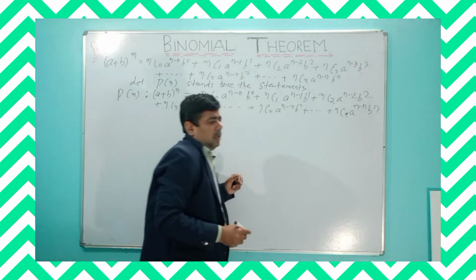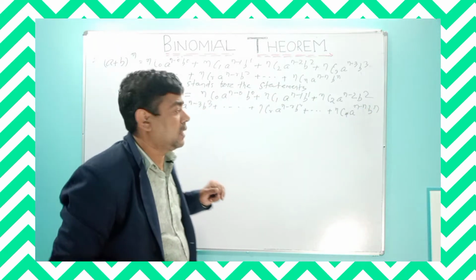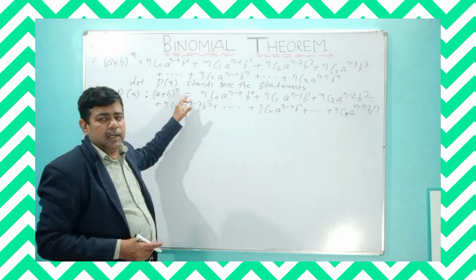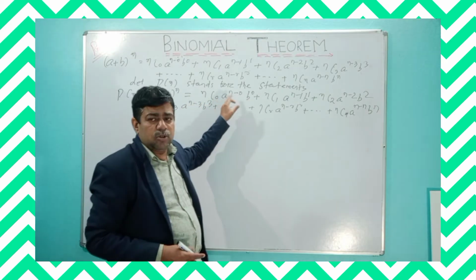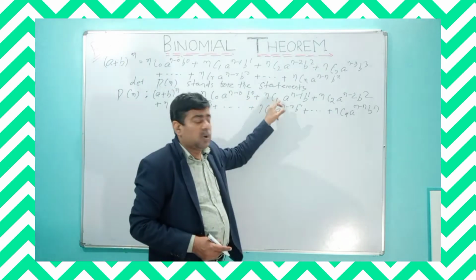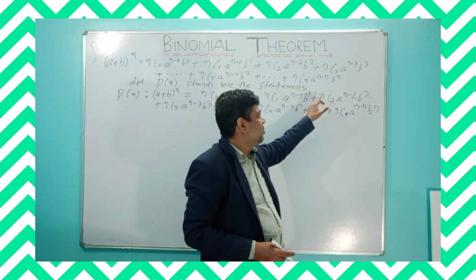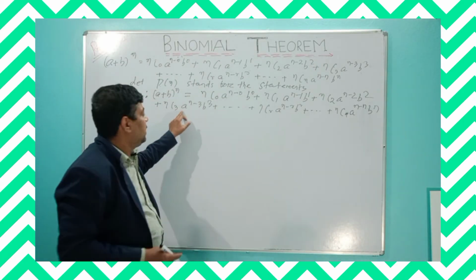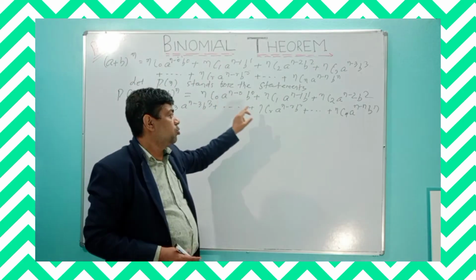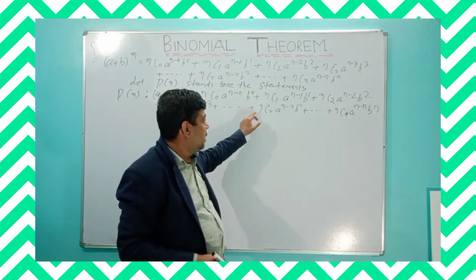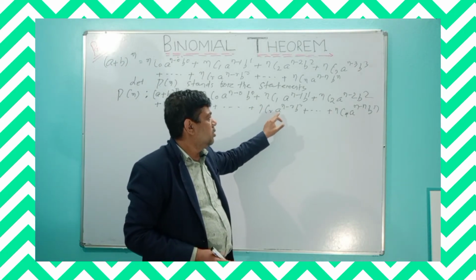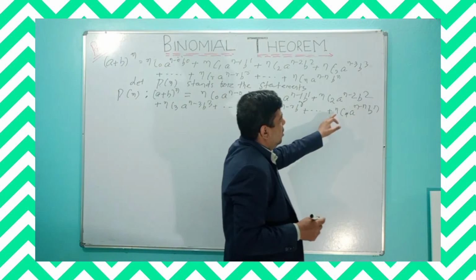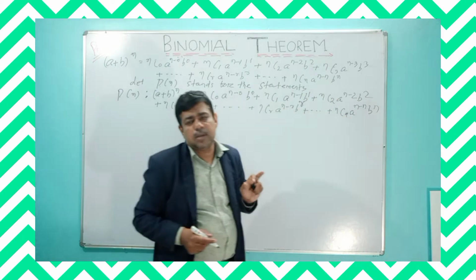Let us consider Pn to stand for the statement such that (a + b)^n equals nC0 a^(n-0) b^0 plus nC1 a^(n-1) b^1 plus nC2 a^(n-2) b^2 plus up to nC3 a^(n-3) b^3, plus up to, in a similar manner, nCr a^(n-r) b^r, plus up to nCn a^(n-n) b^n.